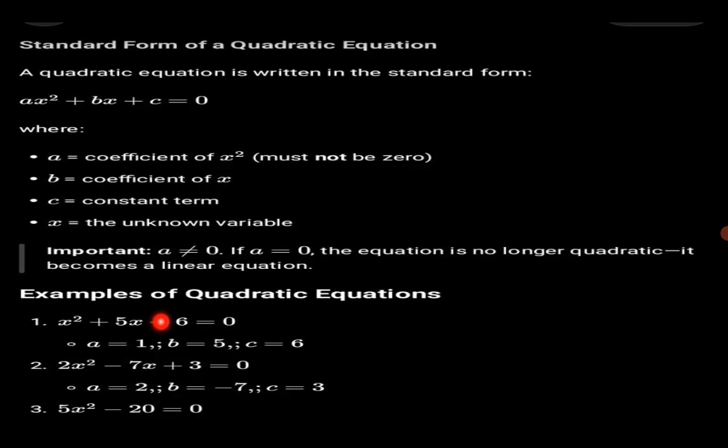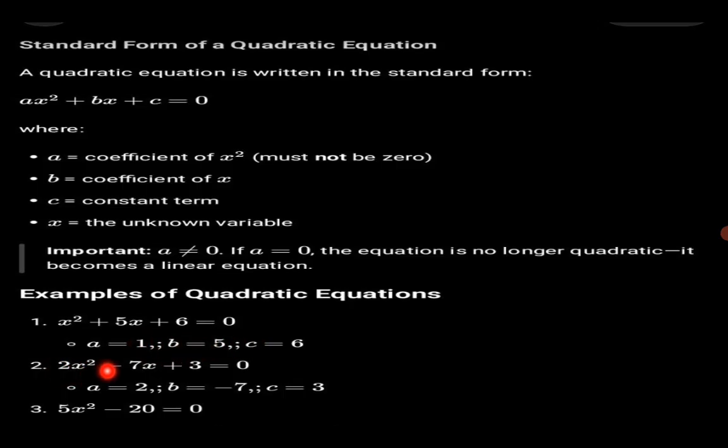So examples of quadratic equations include x squared plus 5x plus 6. So in this case, a is equal to 1. There's a 1 this side here. And b is 5, positive 5. While c is 6. So when solving quadratic equations, you should always be mindful of this. You should know what the values of a, b, and c are.